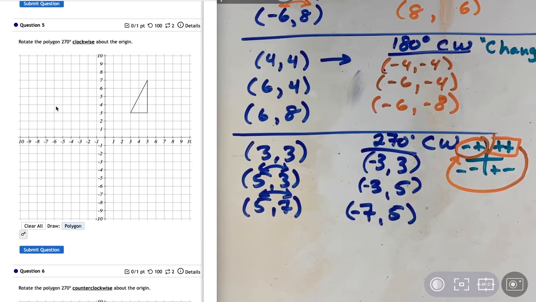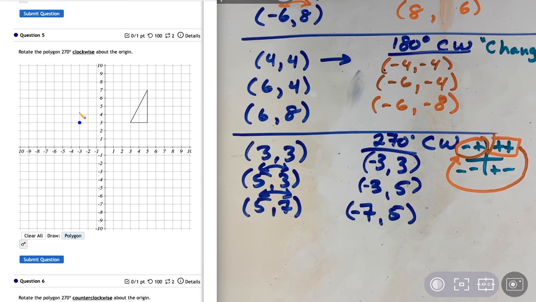So as we go around here, it's going to end up here in this quadrant right here. So make the coordinate at negative 3, 3. There's the click. You got one at negative 3, 5. There's the click. And then there's another one over here at negative 7, negative 5. Negative 7 and then 5 right there.